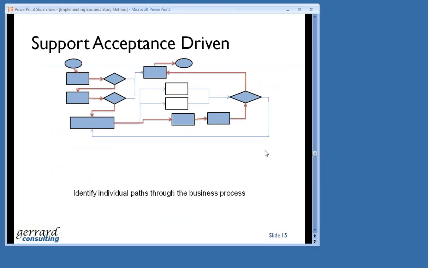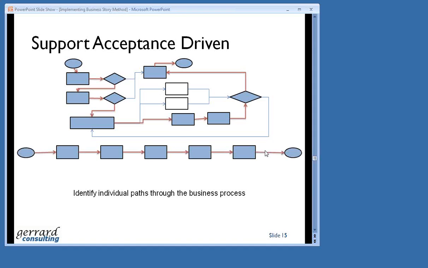Okay. Support for acceptance-driven testing is another thing that I wanted to explore in terms of the value of stories. And this is that business process diagram that we looked at a little bit earlier. I've highlighted a path through that business process by using the red arrows and some darker blue infill colour to show a particular path. Now obviously you can have lots of paths through a business process, so I've just identified one.